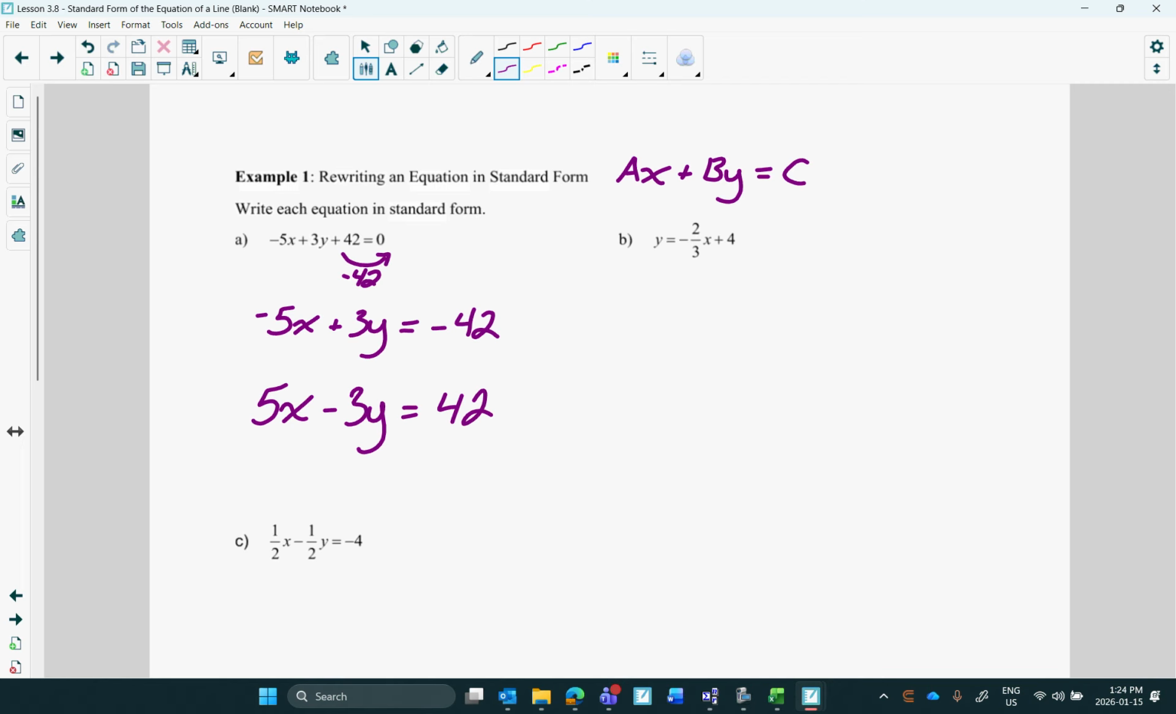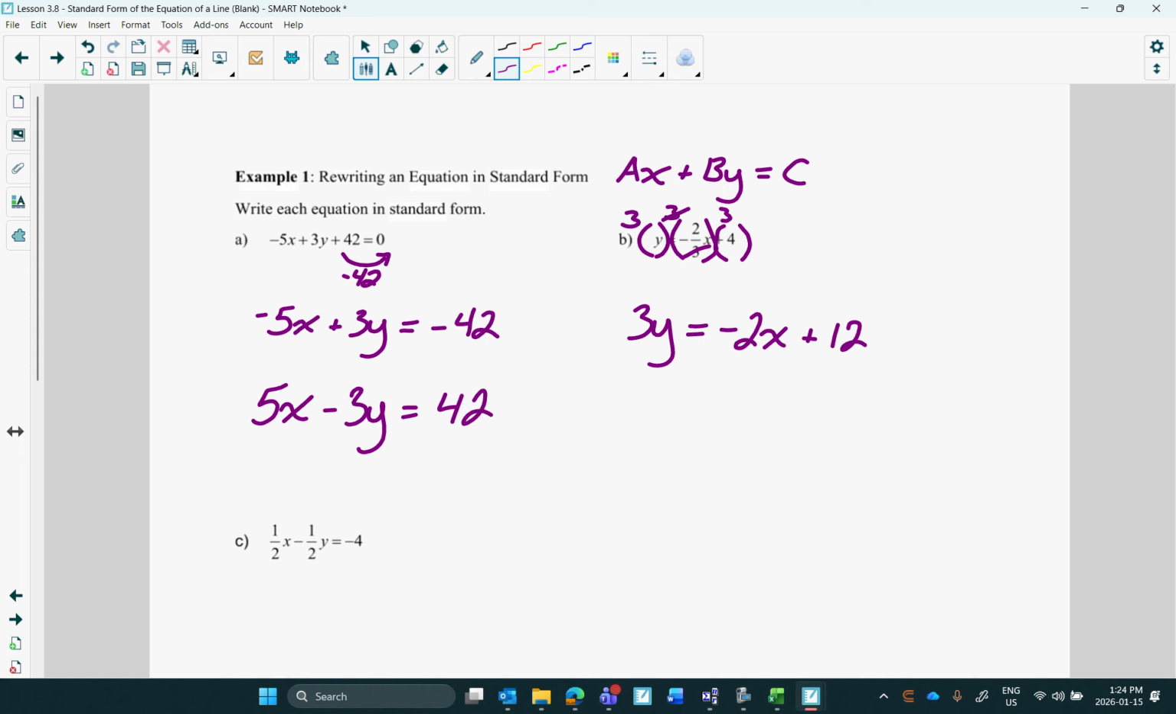How about b? What would you like to do? It's not in this form, it doesn't look like this. What would you like to do first? Yes, get rid of the fractions. Times everything by 3. So 3 times y is y. What happens to the 3 times 3 divided by 3? Cancel that. So I'm left with minus 2x. And then 3 times 4, well, 12.